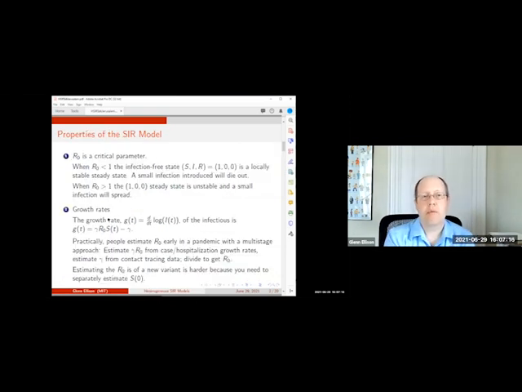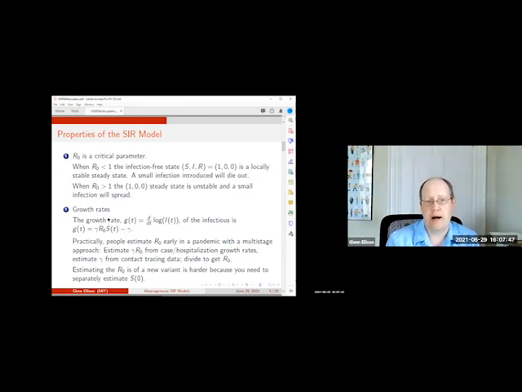Okay, so, basic properties of this model. One is, R naught is a critical parameter. If R naught is less than 1, then the infection-free state is locally stable. This is a disease that will not spread. We don't have to worry about it other than small random growth. When R naught is greater than 1, then the steady state where no one is infected is unstable. One person gets infected, this thing spreads through the population and takes off explosively.